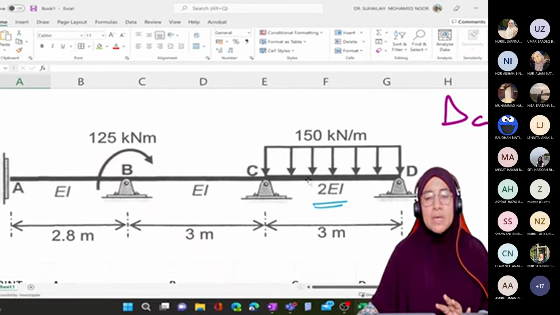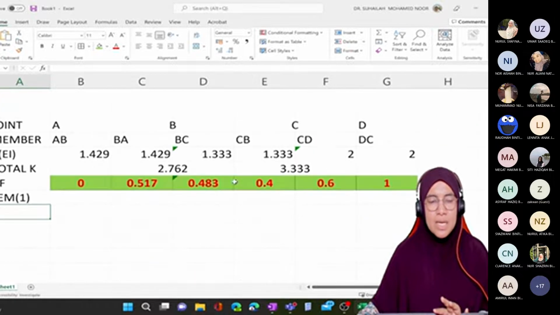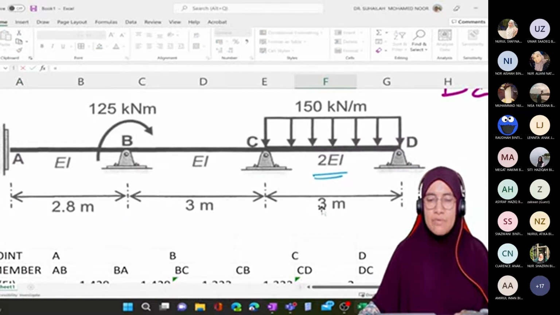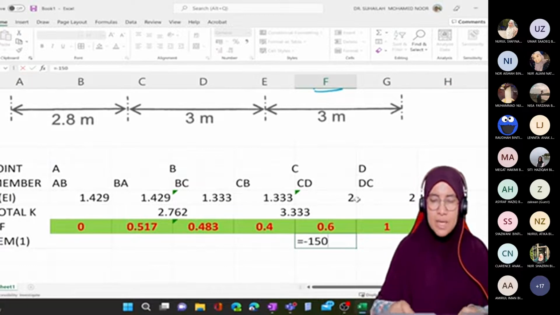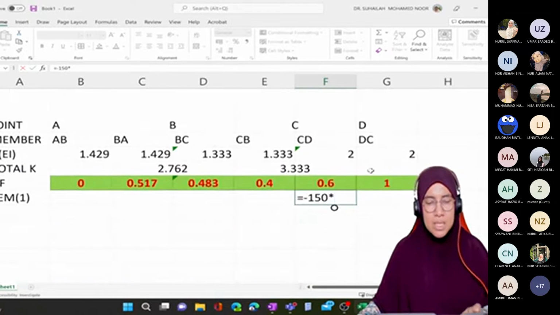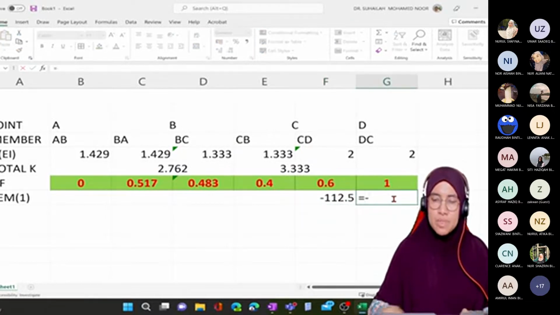This 150, it is WL squared over 12 for member CD. It is negative, 150 times L, where L is 3, so WL squared over 12. Okay, another one is positive.